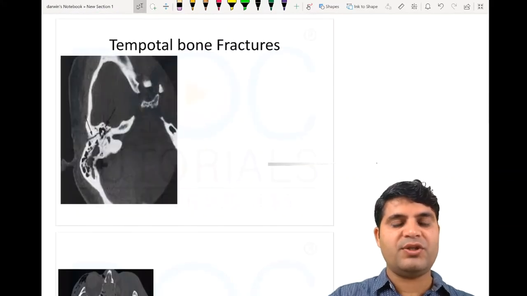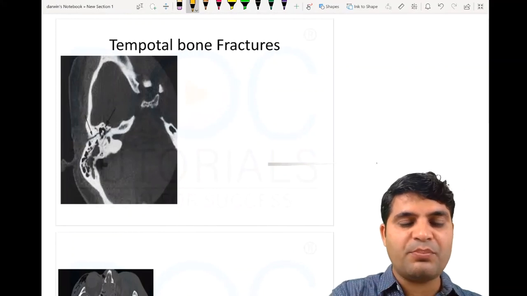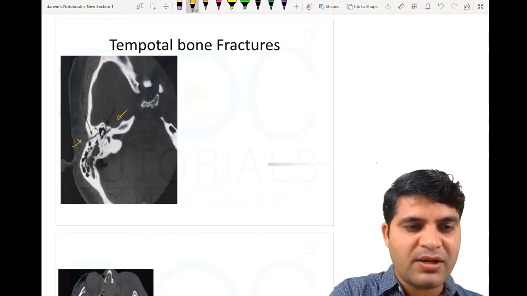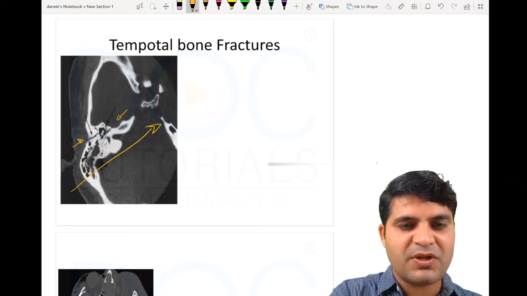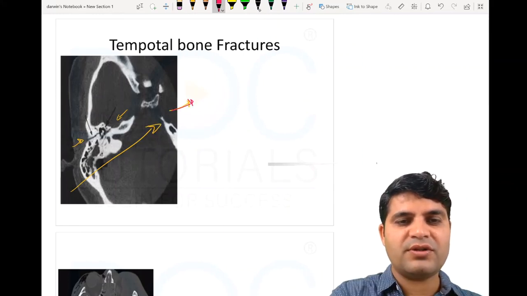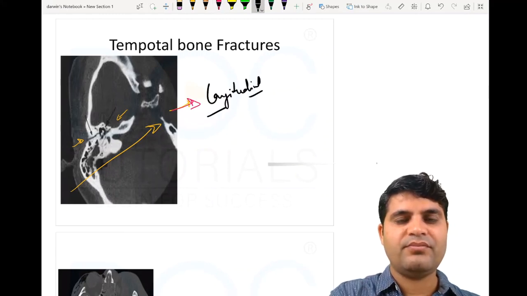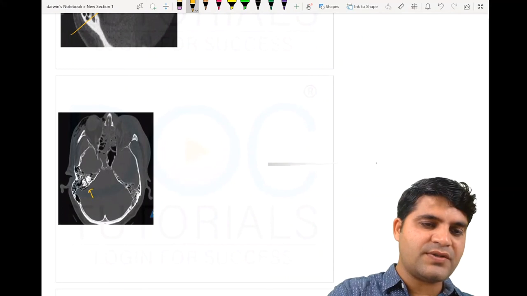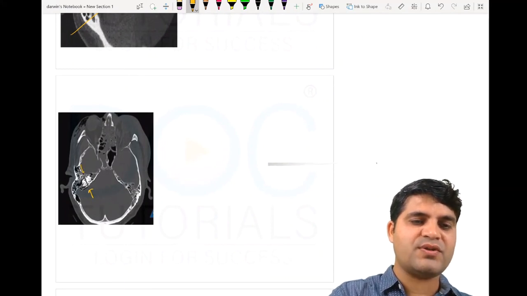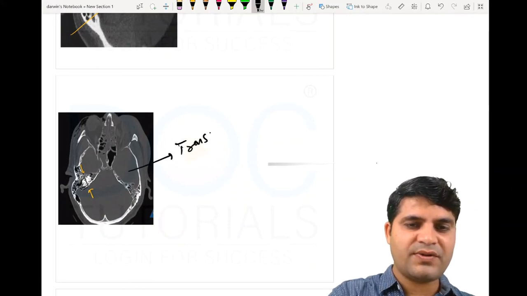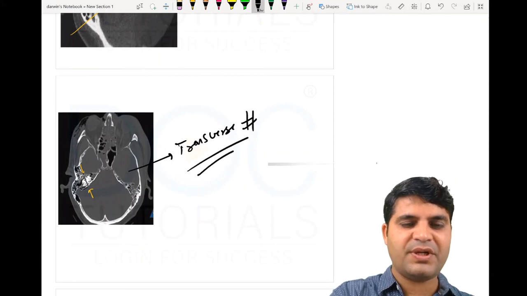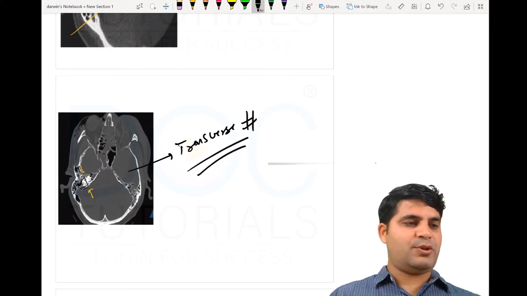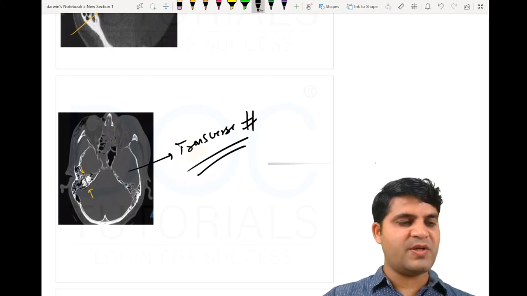Then temporal bone fractures. Whenever we talk about temporal bone fracture, if the fracture line is going parallel to the longitudinal axis of the petrous pyramid, this is a longitudinal fracture. Whereas if this fracture line is going transverse to the longitudinal axis of the petrous pyramid, this is known as a transverse fracture. Clear? Simple diagnosis, simple question. Okay. Abhishek, stapedotomy. Yes, Abhishek, this is stapedotomy.